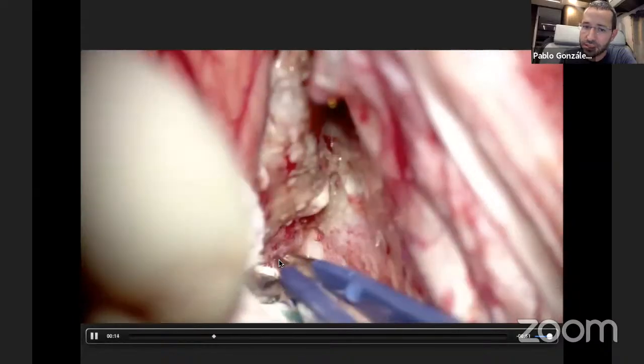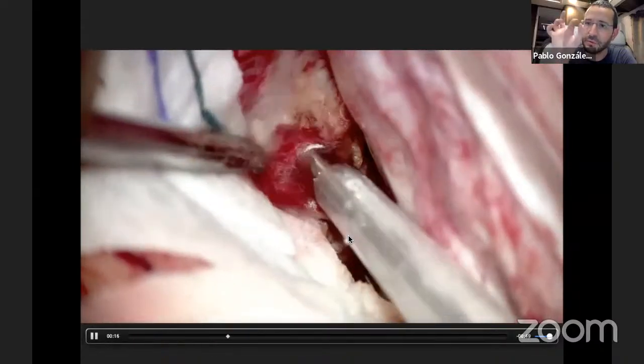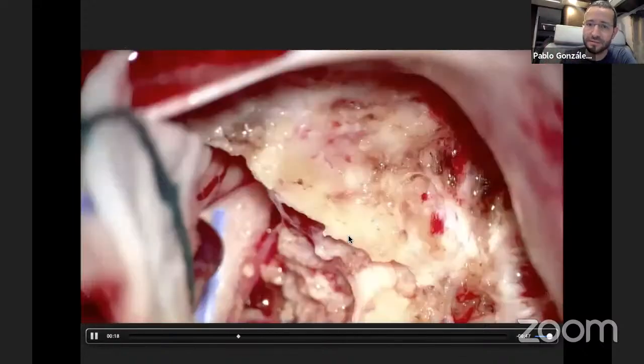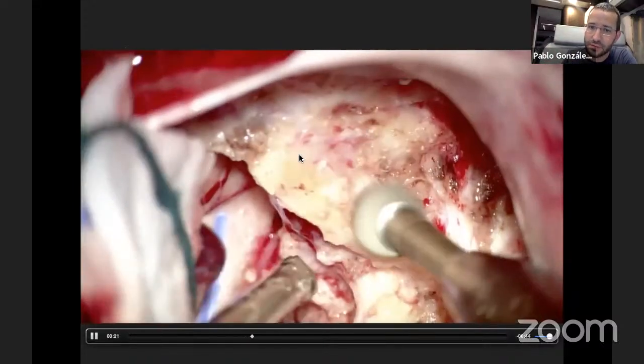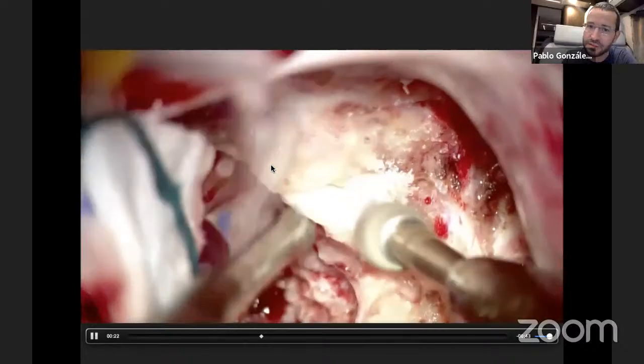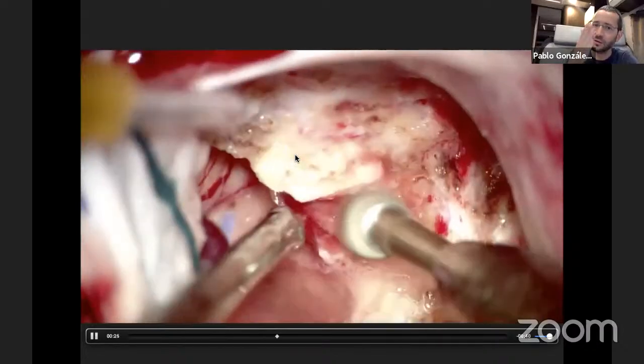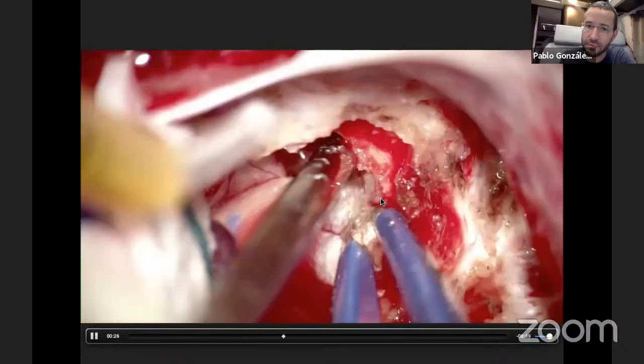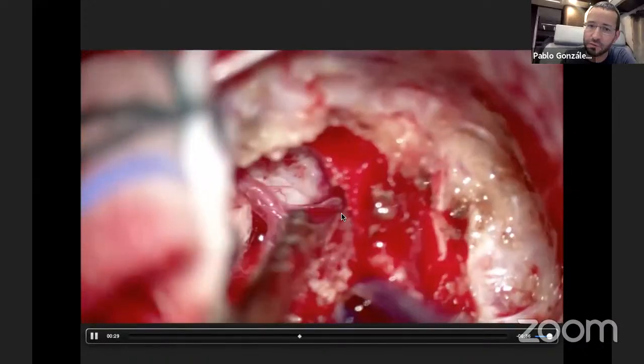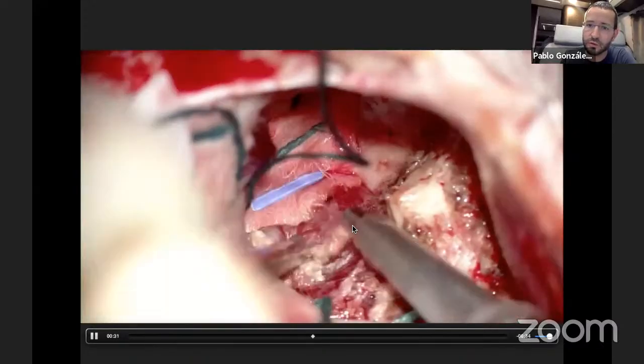So once we are devascularizing and debulking the tumor, we will be able to dissect these feeders. So then you can see how anterior, how can we go so anterior? This is the crista galli, and we are going quite anterior from this unilateral approach, and we are drilling the crista galli because we want to take the tumor on the other side.